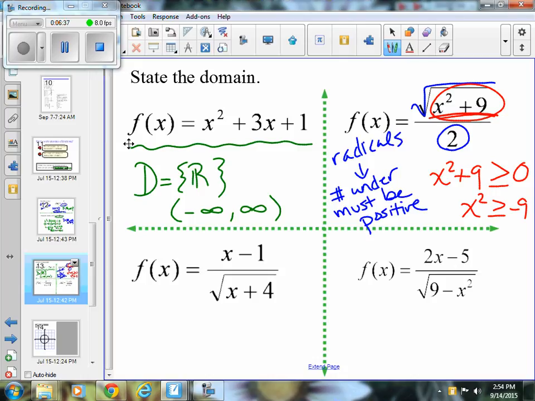Well, sure, every squared number is bigger than or equal to negative 9 because it'll always be positive. So the domain for this one just so happens to be all reals as well. Okay, so why did I pick that one?